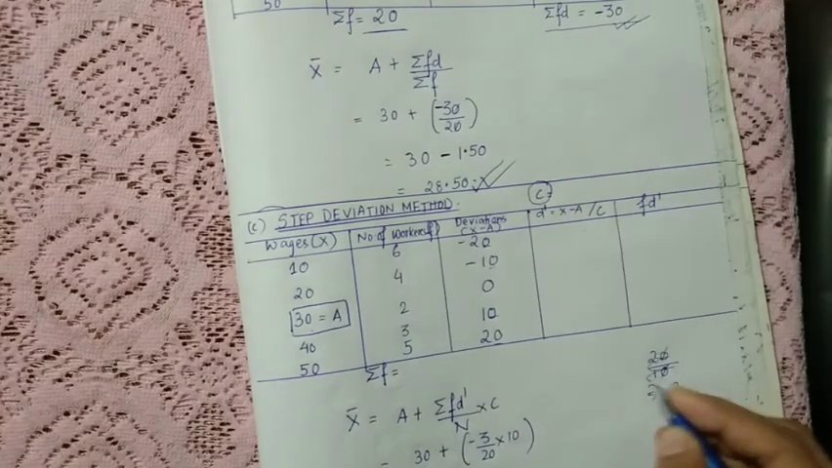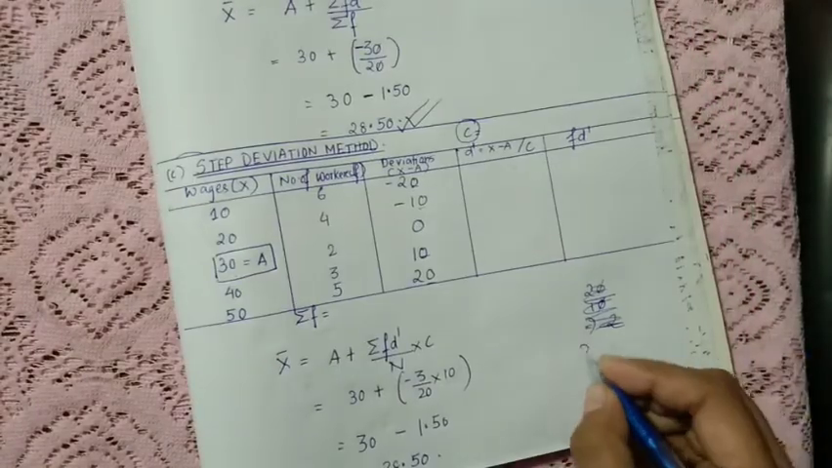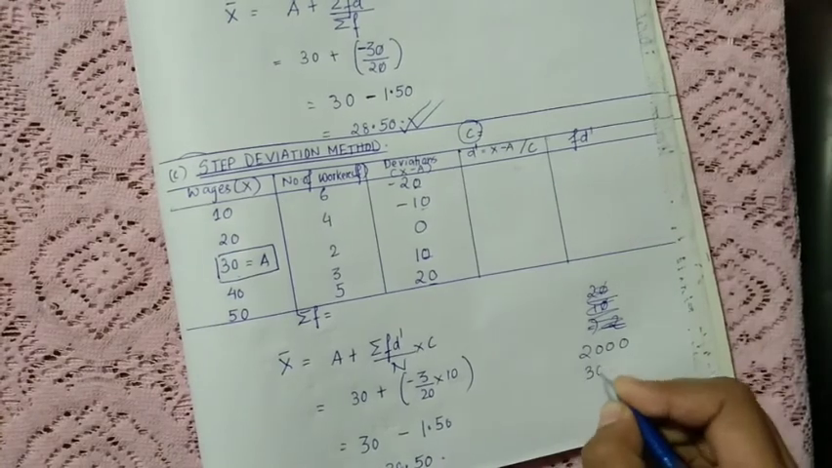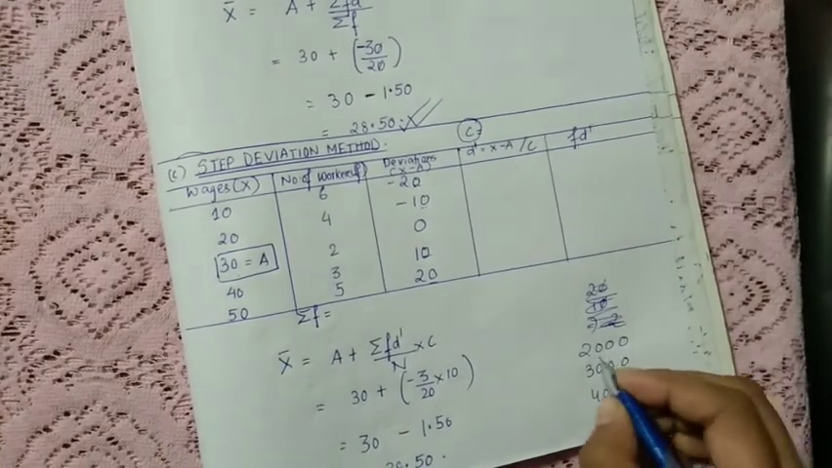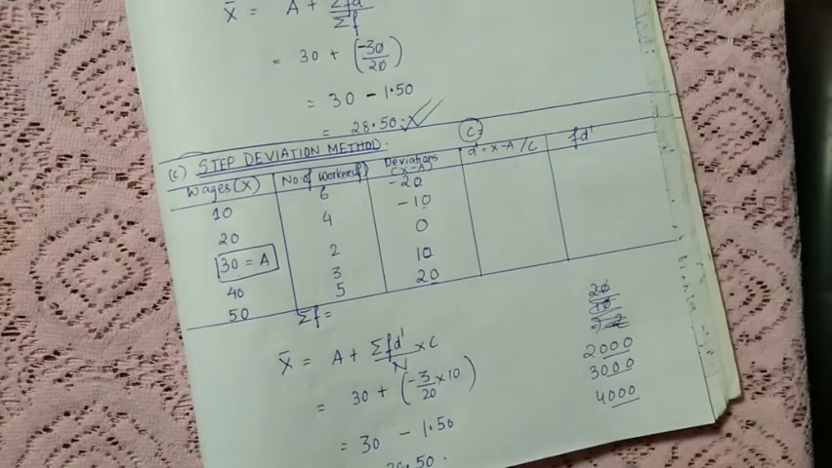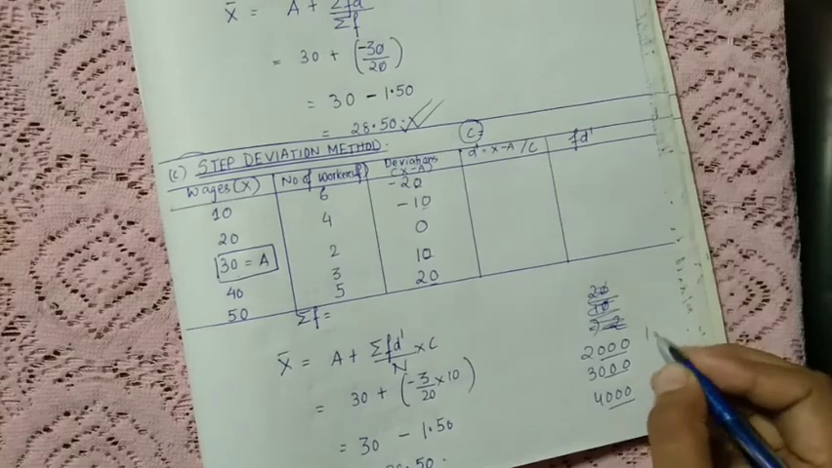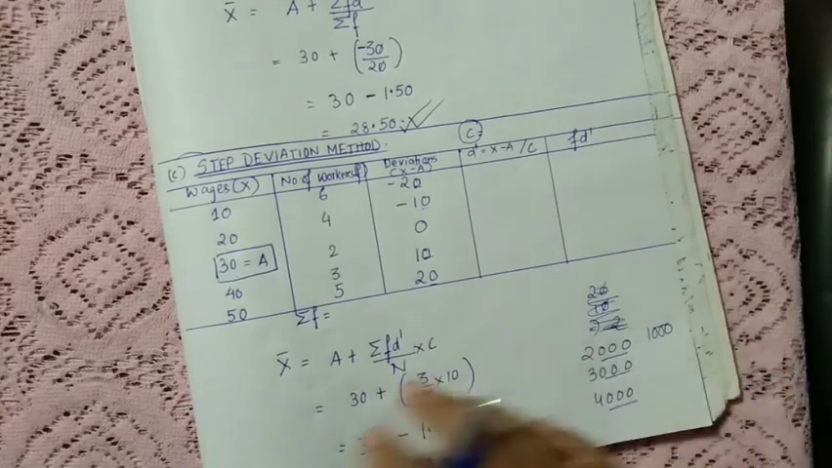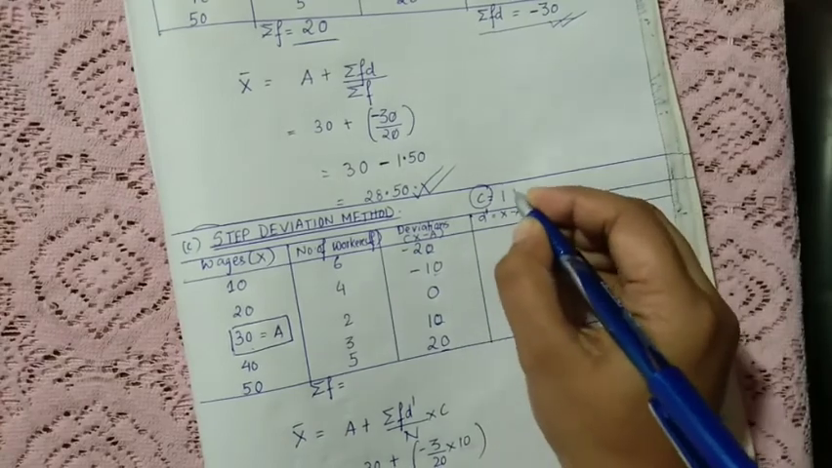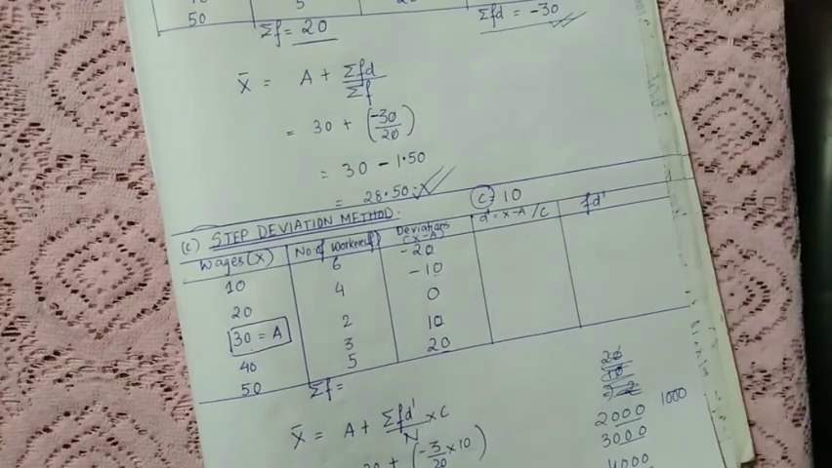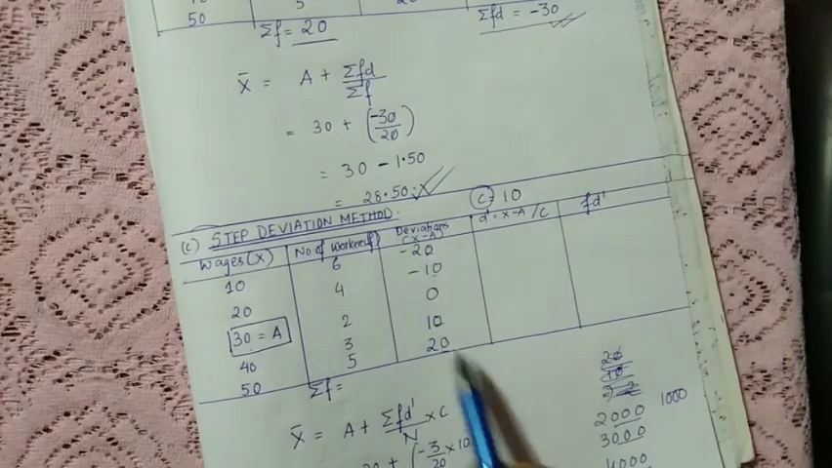If I give you one more example, if the values were 2000, 3000, 4000, there are three zeros in common, yes or no? In that case the common factor would be 1000, and we will divide by 1000. I hope it is clear. So in this case the common factor is 10. So now we will divide these values by 10.